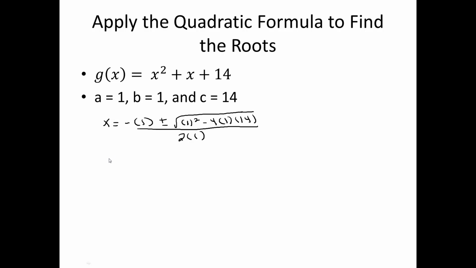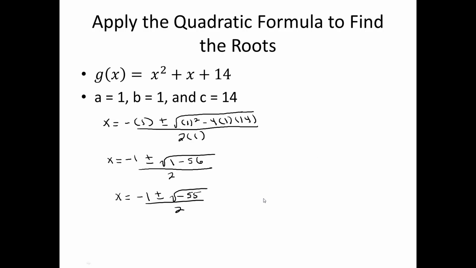And then you start working through. So x equals negative 1 plus or minus the square root of 1 squared, which is 1, minus 4 times 1 times 14, which is 56. And it's negative because we only have one negative number that's being multiplied within this group. 2 times 1 is 2. Keep simplifying until you get one number underneath the radical. 1 minus 56 is negative 55.